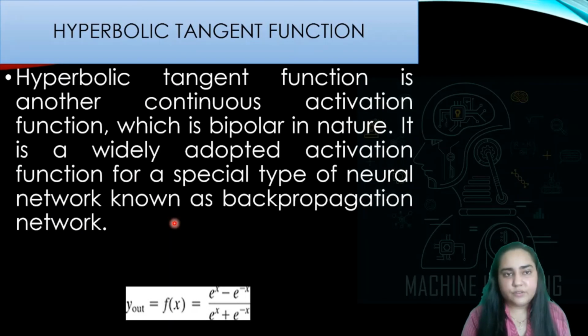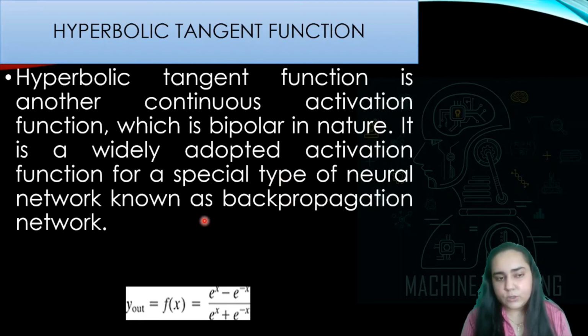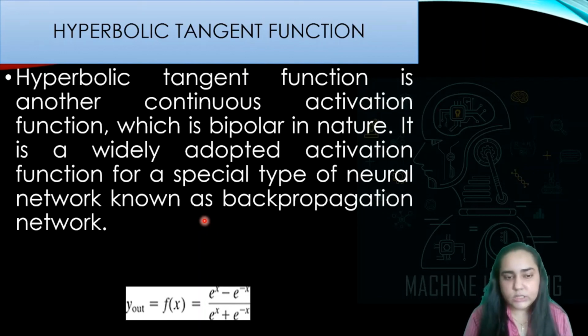The last kind of function is the hyperbolic tangent function, which is another continuous activation function. And it's also bipolar in nature, which means it's not just about zeros and ones. You could adapt it for any kind of values. And it is widely adopted for a special type of neural network known as a backpropagation neural network. And we will be studying this in detail later on.